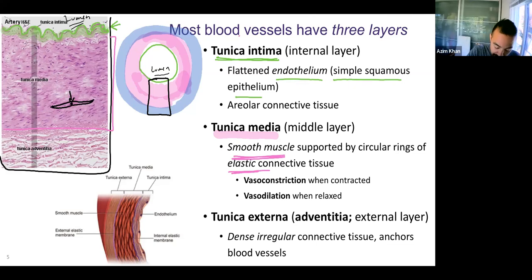And then you also have intermixed the squiggly elastic fibers. Smooth muscle is so that you can vasoconstrict and vasodilate. Vasoconstrict to reduce blood flow, vasodilate to increase blood flow. And then the elastic connective tissue is to expand, because blood vessels, the more blood volume they get, the more they need to expand.